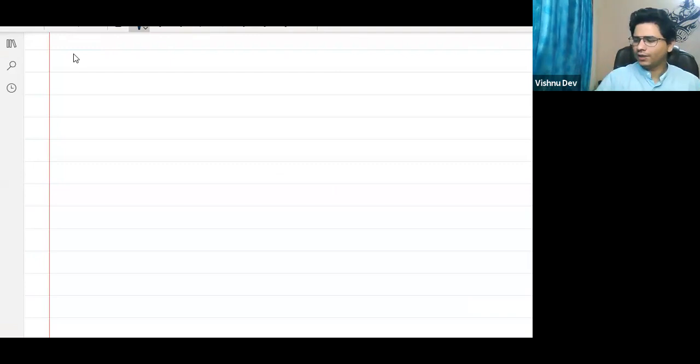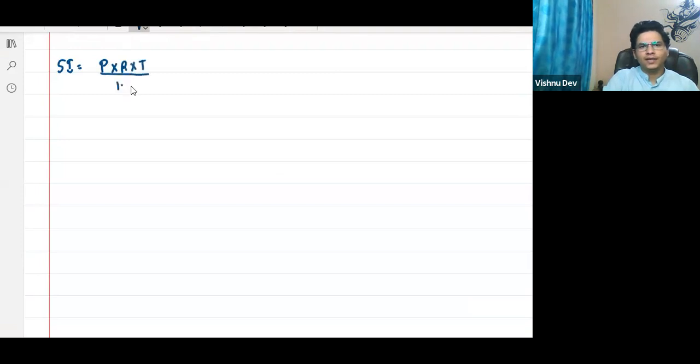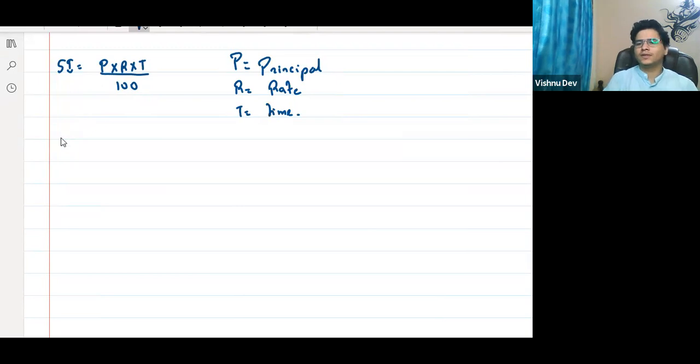Guys, can all of you hear me? When I talk about simple interest, the formula is P into R into T by 100, where P is the principal amount, R is the rate of interest, and T is time. Now, this is just the interest. The amount will be simple interest plus principal. This is for simple interest.